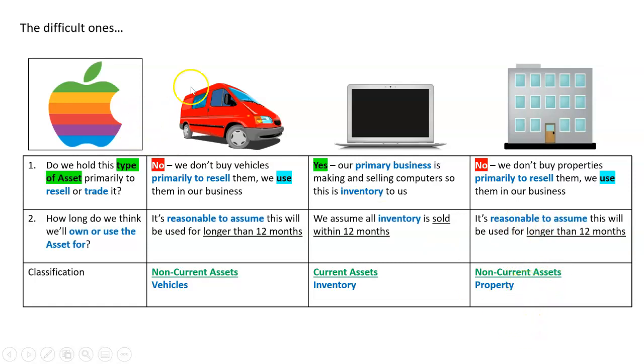So I guess it all comes down to these two questions. Do we buy it basically to resell it? If we do, it's called inventory, and that's current. Otherwise, if it's one that you're confused about, how long do you think it will last for? And if it's longer than 12 months, we would say that's non-current.